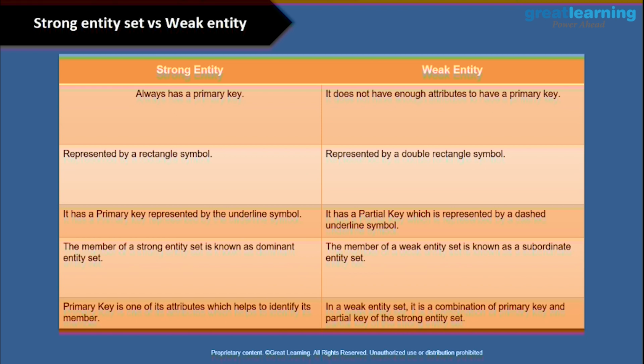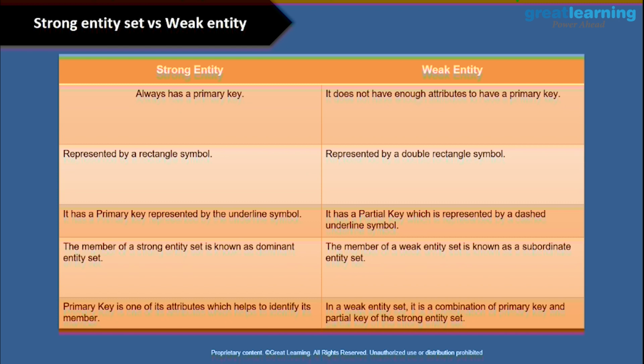A strong entity is represented by a rectangle symbol, and a weak entity is represented by a double rectangle symbol, right? A strong entity has a primary key represented by an underline symbol. A weak entity has a partial key which is represented by a dashed underline symbol. These are the symbols we use in an ER diagram to understand our entities and attributes, and we will look into that as well, right?